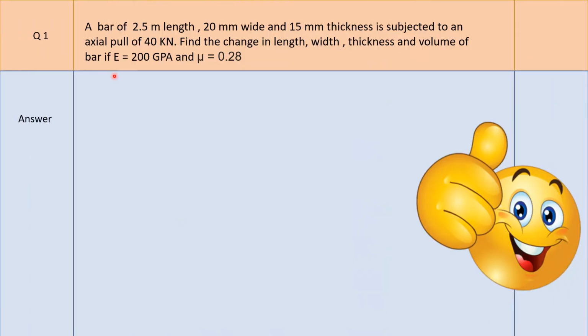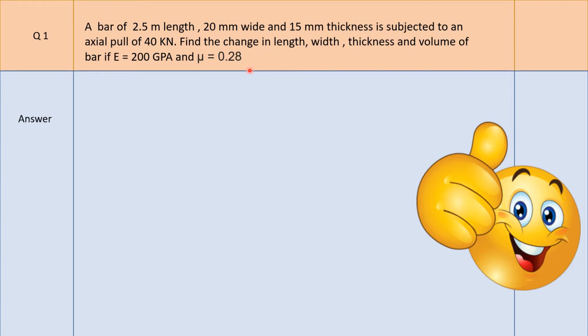Question number 1. A bar of 2.5 meter length, 20 mm wide and 15 mm thickness is subjected to an axial pull of 40 kilonewton. Find change in length, width, thickness and volume of bar if E is equal to 200 GPa and mu is equal to 0.28. Now we want change in length, width and thickness.